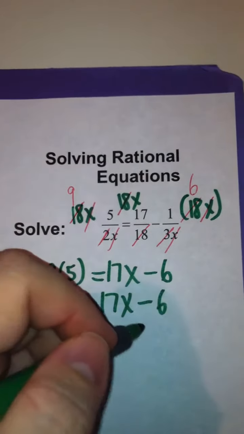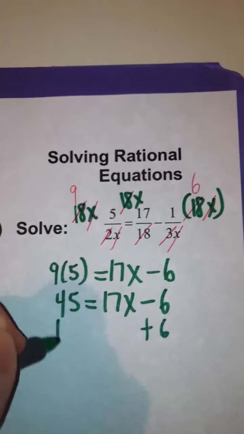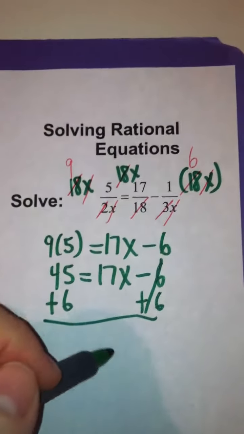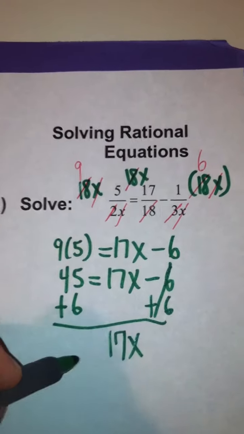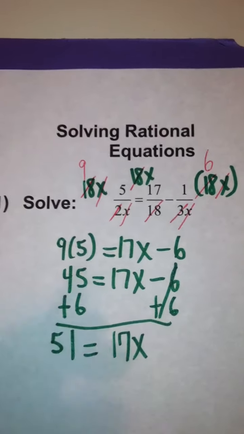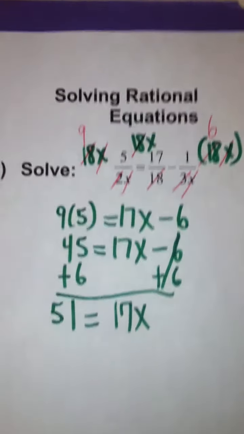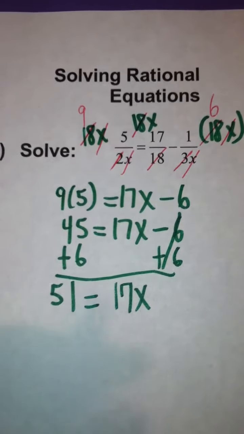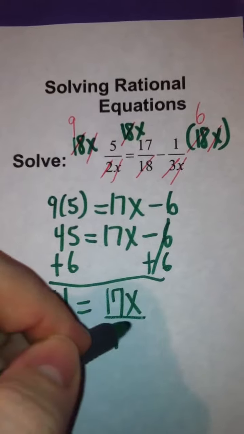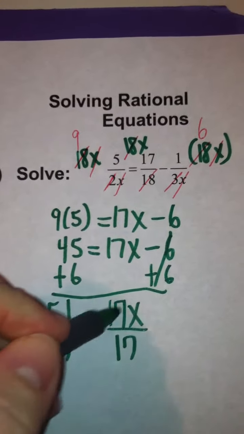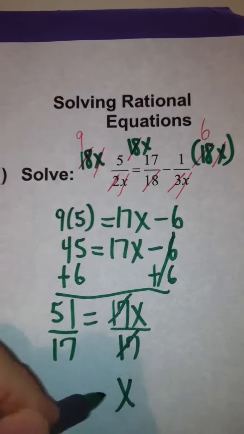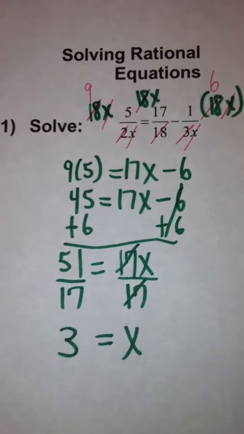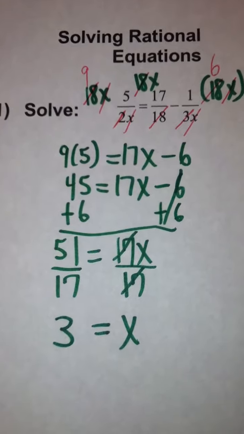Add 6 to both sides. We have 17x equal to 51. The last step is to divide both sides by 17, giving us x equal to 3.